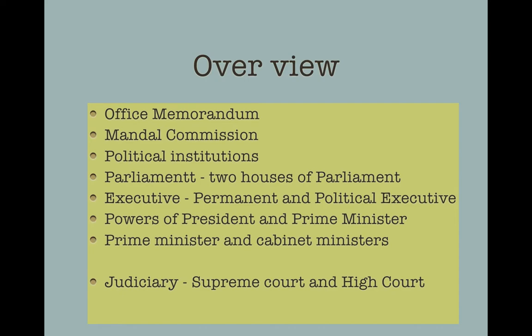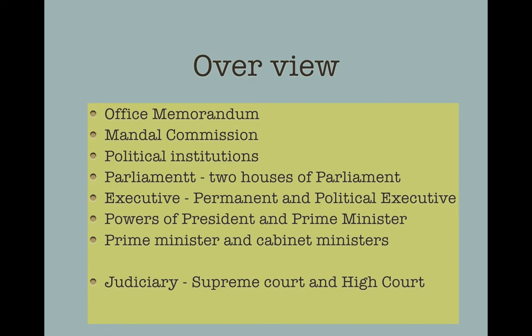Then we will move on to understand the executive. There are two kinds of executive we will be reading about, permanent and political executive. Under this we will be reading about the powers of the president and the prime minister and about the cabinet ministers. And the last part of this chapter will be about judiciary. Here we will be reading about the functioning of the judiciary, the Supreme Court and the High Court as a part of the judicial system. So that was what we are going to learn in this chapter.